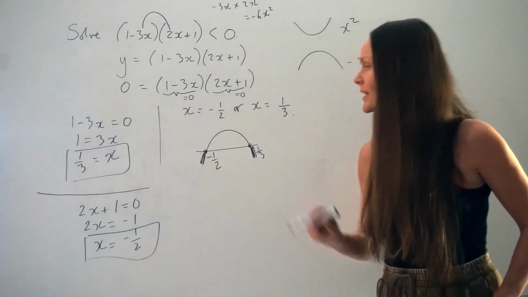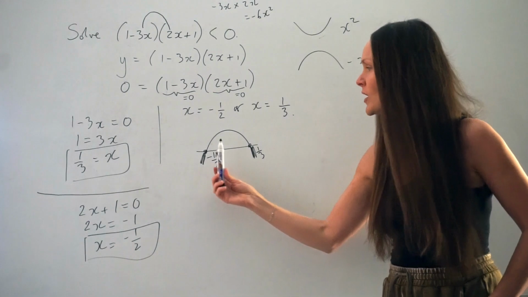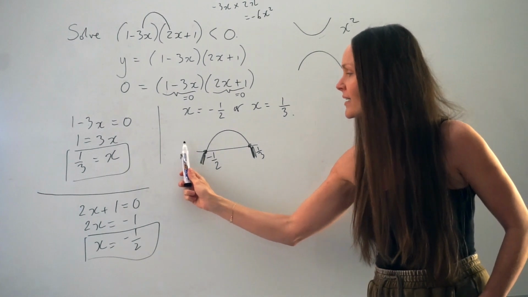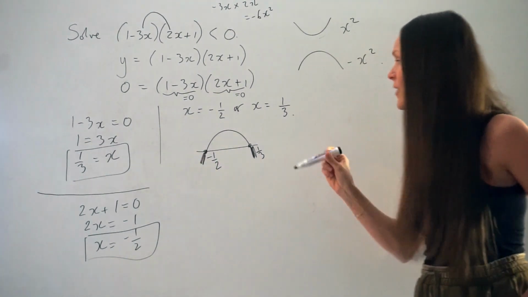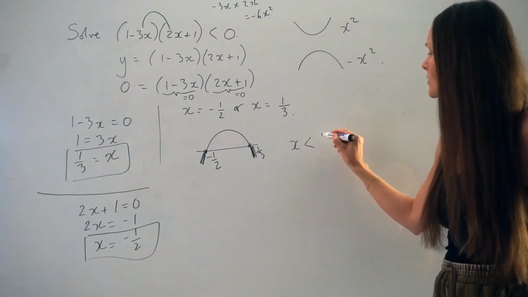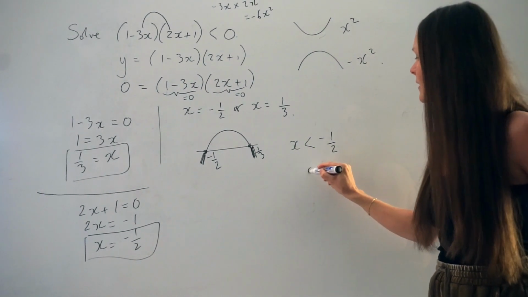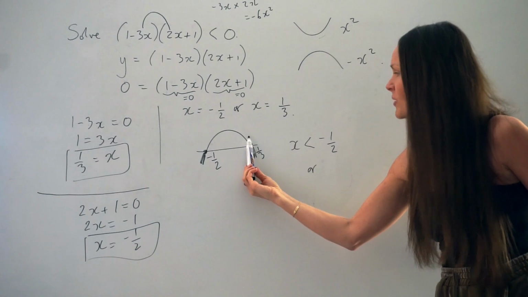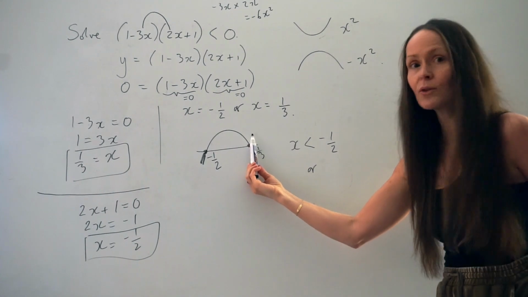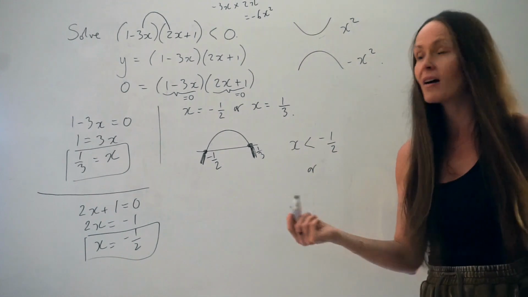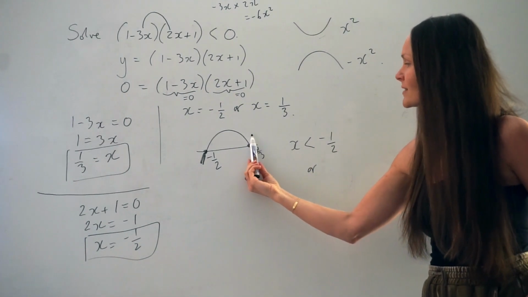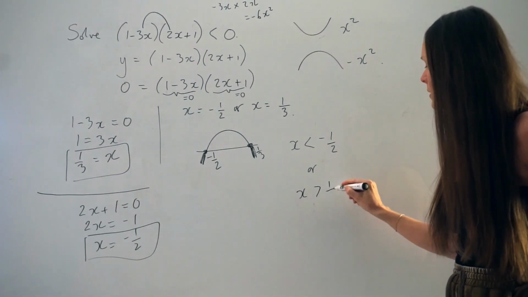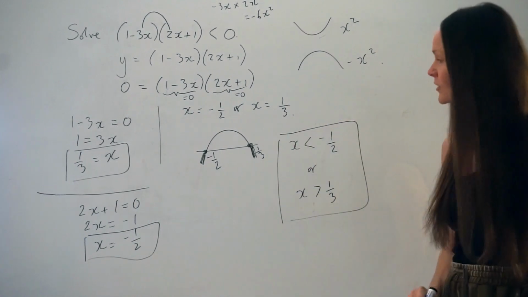So if I take this point here, when x is equal to negative a half, you should be able to see that this part is to the left. I'm moving to the left when x is smaller than negative a half. So that gives me the first inequality: x is smaller than negative a half. If we take the other point here, when x is equal to a third, this time I'm moving to the right. And as I move to the right along the x-axis, the x values are getting larger. So all the values of x this way will be larger than a third. Okay, so that is the answer to this question.